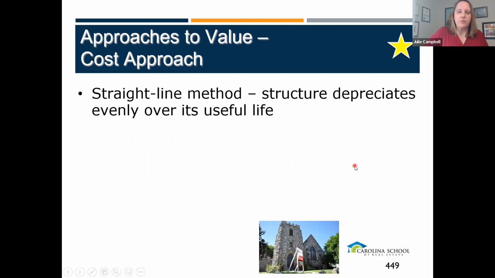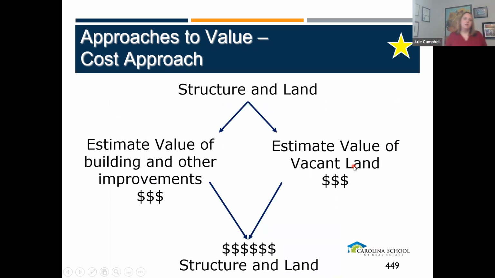So again, just as a little recap, with the cost approach, you separate the structure and the land. You estimate the value of the land as if it were vacant. You estimate the value of the building, taking into consideration depreciation and effective age. When you bring them back together, you have the appraiser's opinion of value using the cost approach.